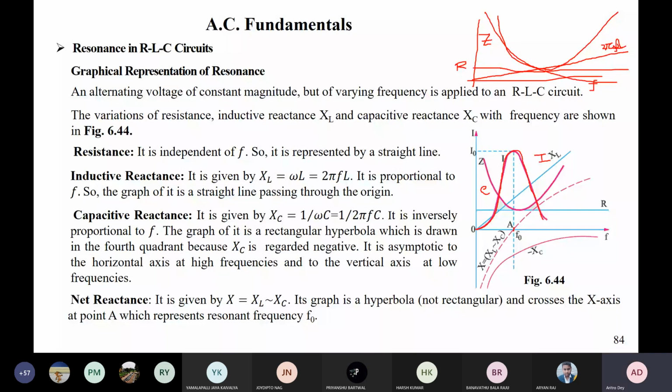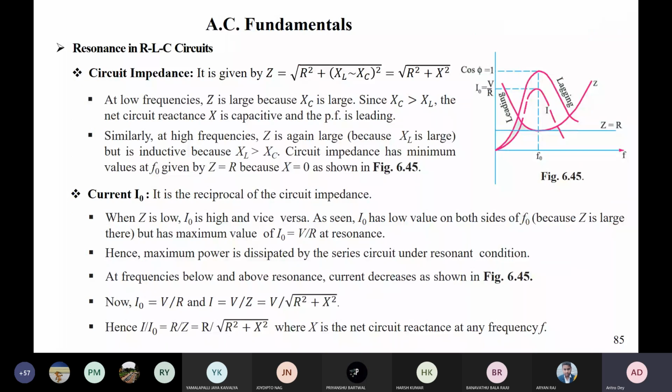So this is your circuit impedance. All this you know already. At low frequency, Z is large because X is large. Since Xc is greater than XL, the net reactance X is capacitive, and the PF is leading. So that is written here.